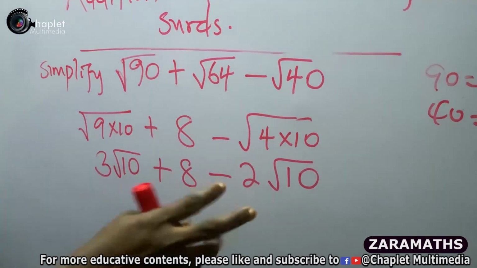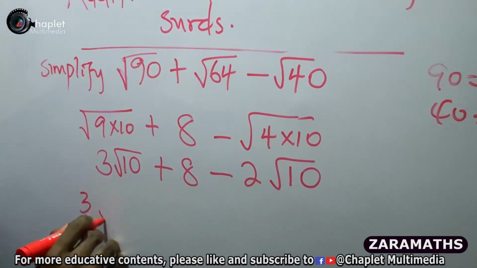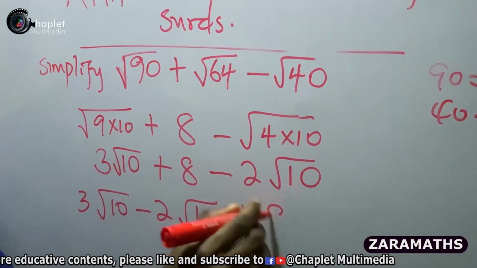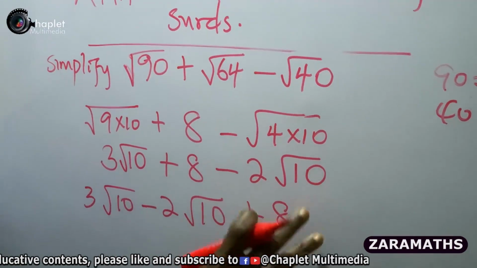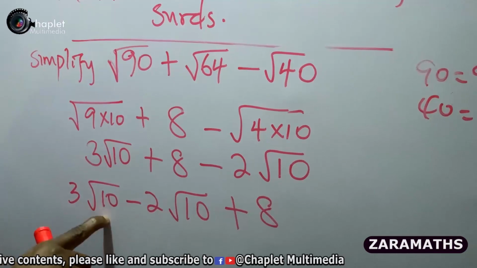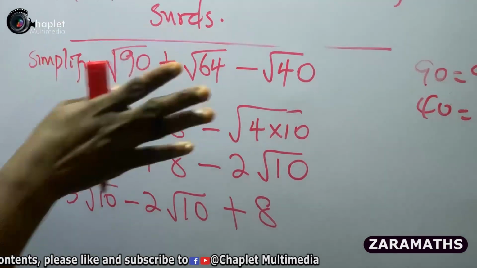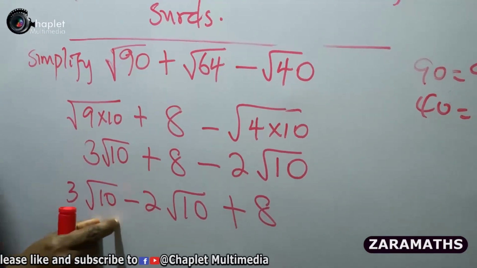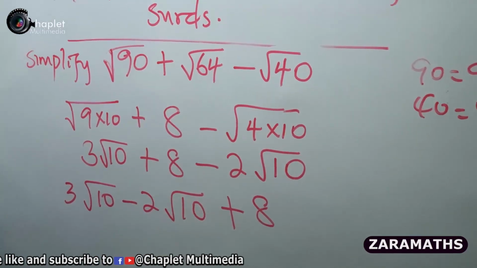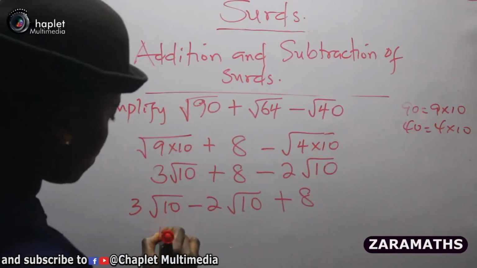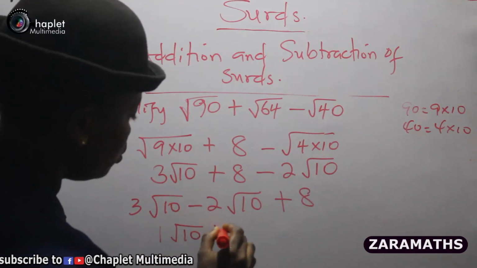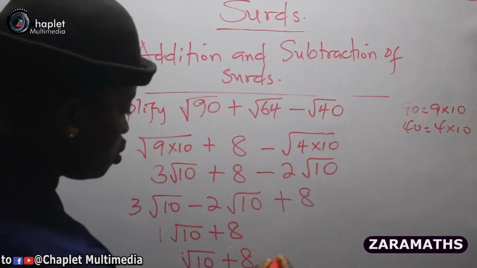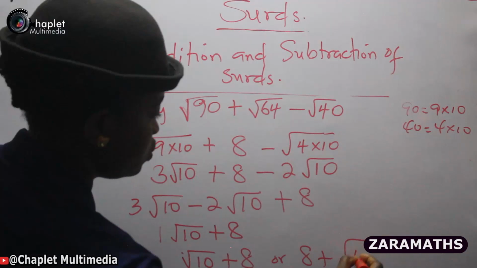In this case, we are going to be collecting the like terms. That is 3 root 10 minus 2 root 10 plus 8. 8 is not having any root, so it is standing separately. So 3 root 10 minus 2 root 10, like we did in the other examples of subtraction, you subtract the coefficients, because the root 10 we pick once to represent it. So 3 minus 2 will give us 1 root 10 plus 8. 1 root 10 is the same thing as root 10, plus 8. Or you say 8 plus root 10.